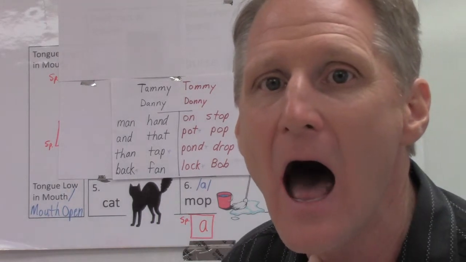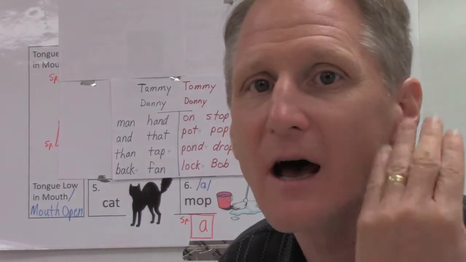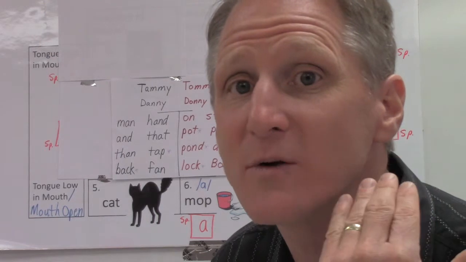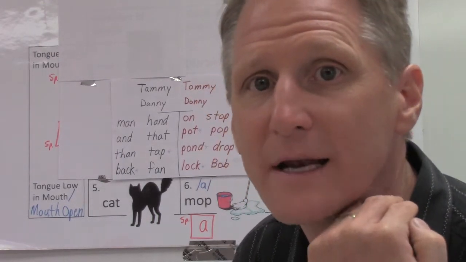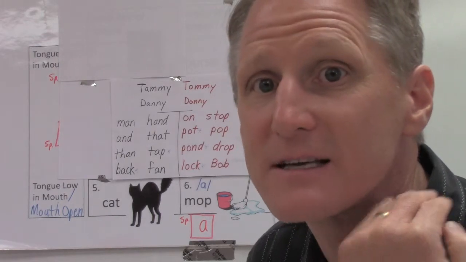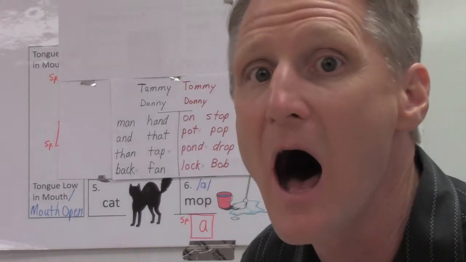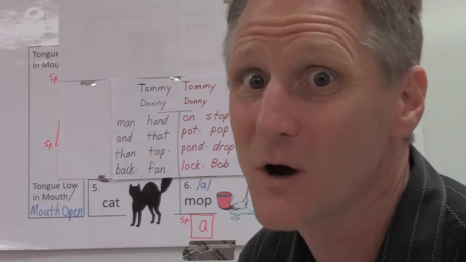Do you see my tongue coming up? Look for that. On 6, the tongue is on the floor of my mouth. It's way down. On 5, the tongue is coming up in the back. Okay, there it is.